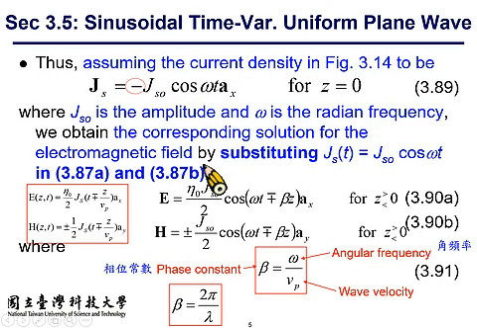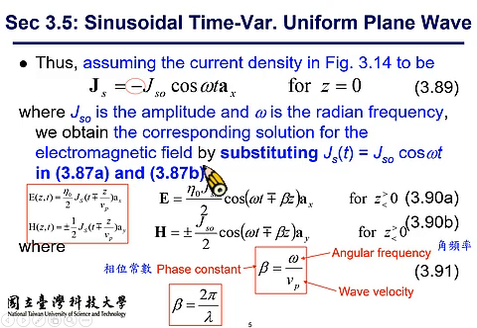So suppose we use a sinusoidal signal for the current source. That is, Js is represented with minus J sub S0 times cosine omega t, Ax. So the function specifies that the current is vibrating in the x direction, and it's a sinusoidal function, cosine omega t. What is the frequency of the function?